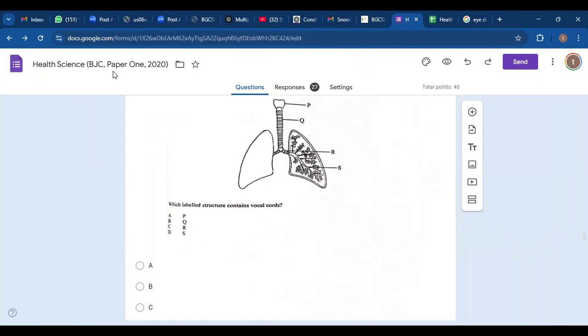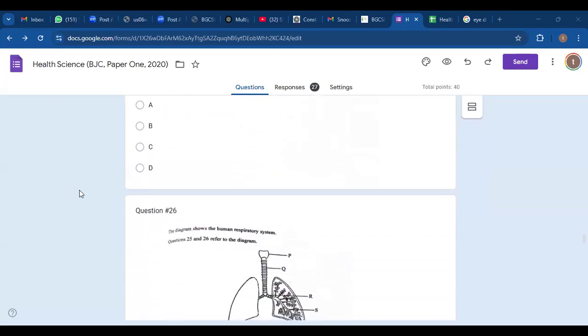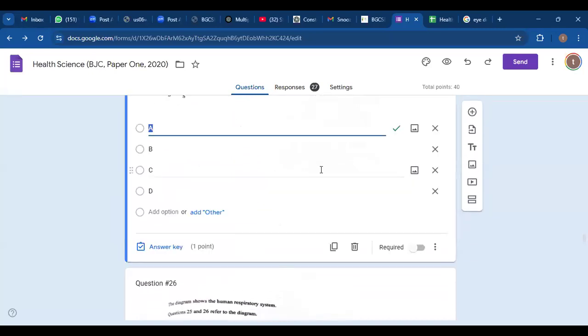Vocal cords. Where are the vocal cords? The vocal cords are gonna be P on the top. Yeah, A. The correct answer is A. It is A. Moving right along.